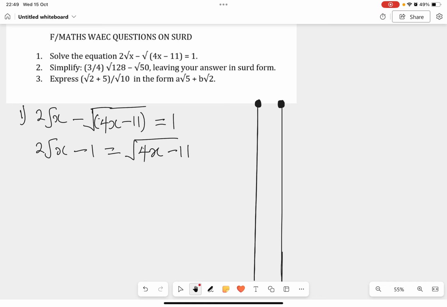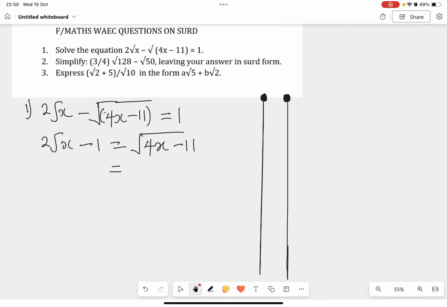Now, I find the square of both sides, not the square root, but the square of both sides, so that the square root on the right hand side will go, and my x will be free. I want my x to be free, that's the essence of solving. The square of the right hand side would just free up the whole thing. The square of a square root removes the whole square root. Then on the left hand side, if I square it, I have 2 root x minus 1 all squared.